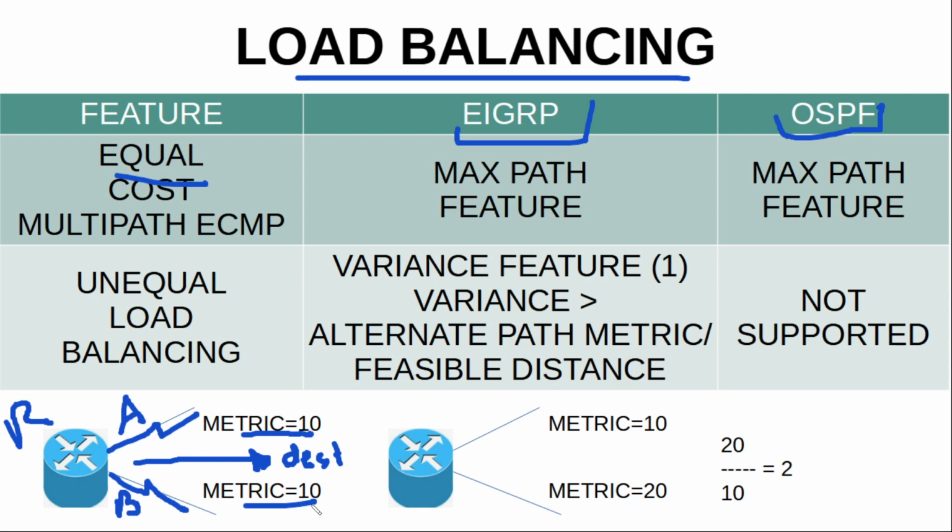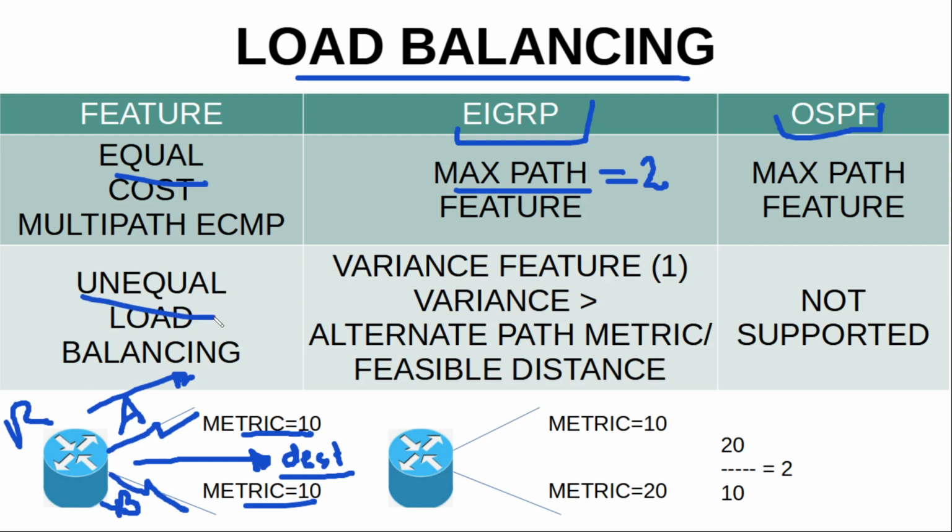The same exact metric. Now, we want to load balance, we want to avoid having one link idle, so we are going to set the max path variable to at least 2. It can be 4, it can be 8. So if we set max path to 2 and we have two links with the same metric, we can start load balancing, sending some packets destined to this destination using this link and some other packets using the other link. So this is equal load balancing.